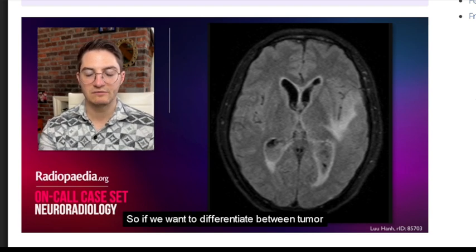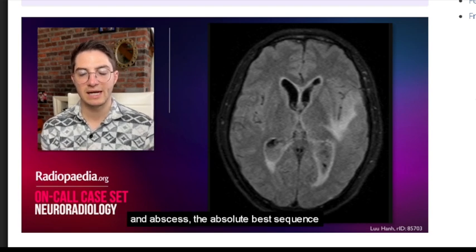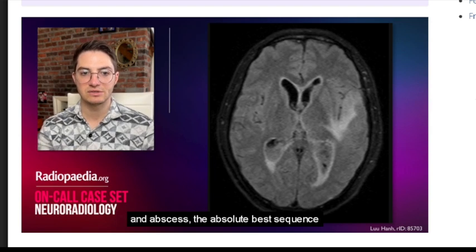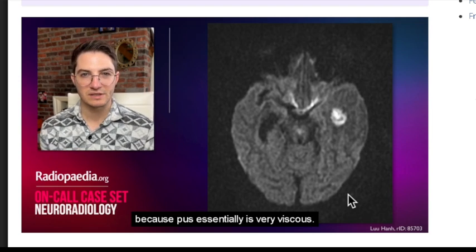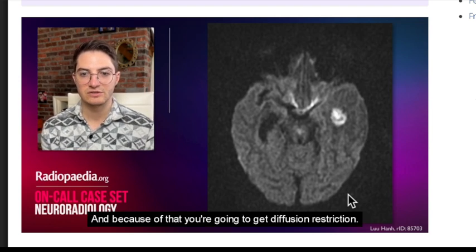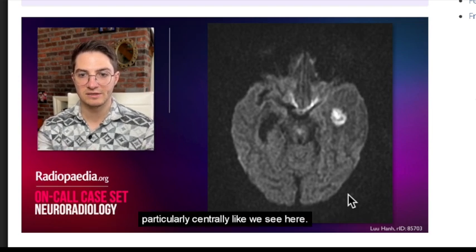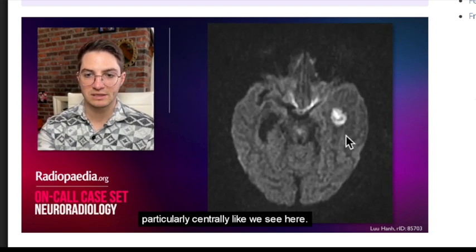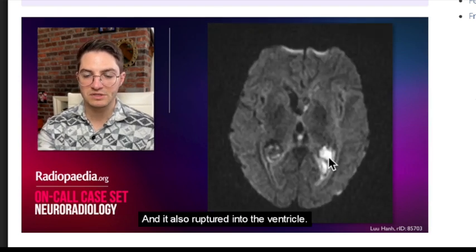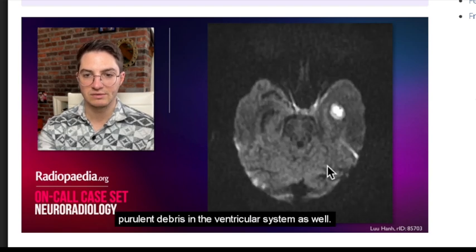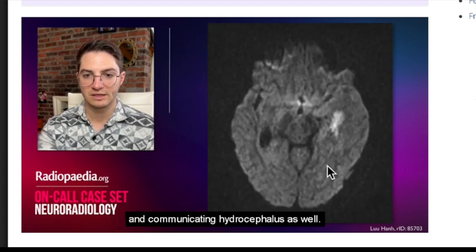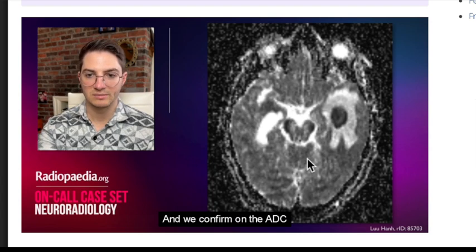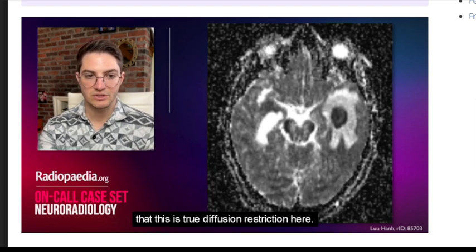So if we want to differentiate between tumor and abscess, the absolute best sequence to do it on is the diffusion, because pus essentially is very viscous, and because of that, you're going to get diffusion restriction. It tends to be light bulb bright, particularly centrally, like we see here. And it also ruptured into the ventricle, so you're getting a lot of purulent debris in the ventricular system as well. So this patient also has ventriculitis and obstructive and communicating hydrocephalus as well. And we confirm on the ADC that this is true diffusion restriction here.